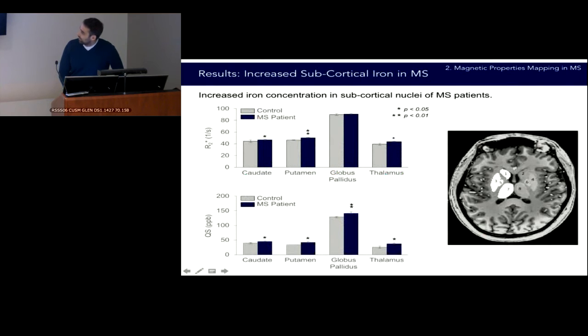If we break down the results of the subcortical nuclei QS and R2 star a little bit more, we observe that the MS patients have elevated QS values in all of the subcortical nuclei, most noticeably in the globus pallidus, and also elevated iron as evidenced from R2 star, although the globus pallidus didn't show an iron increase for R2 star, which may reflect the sensitivity of these two contrasts for measuring iron.